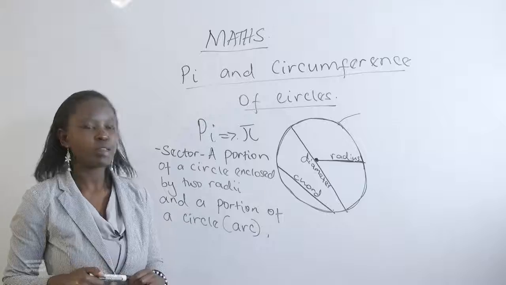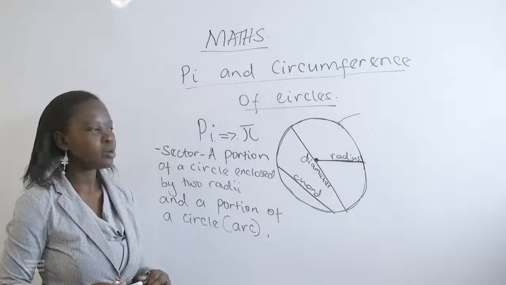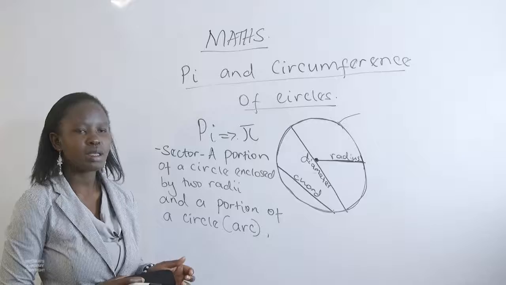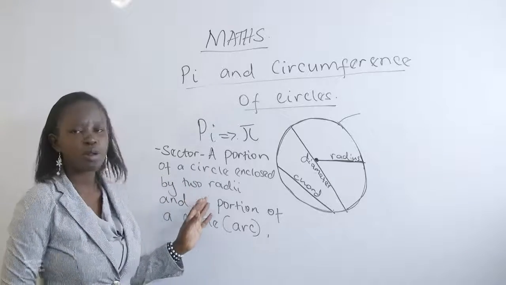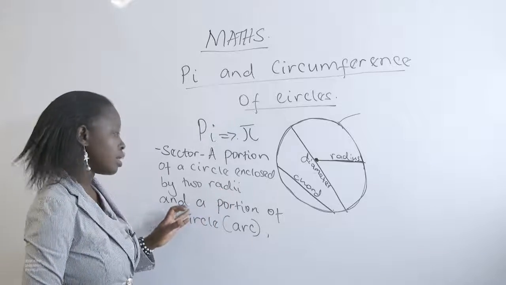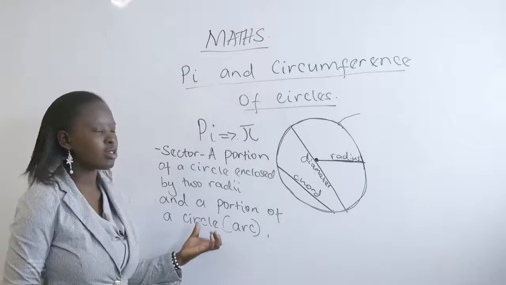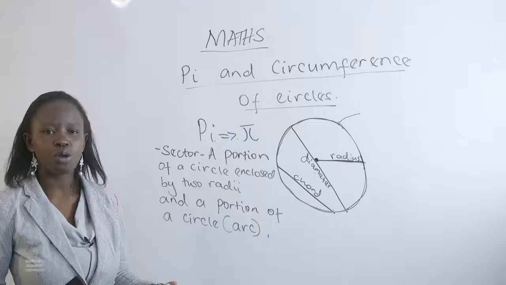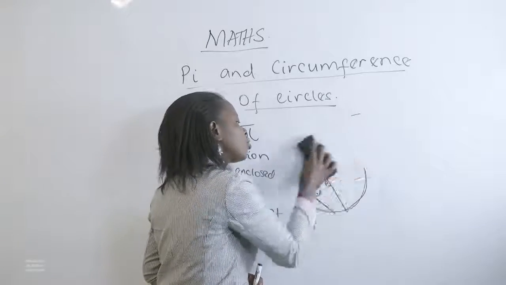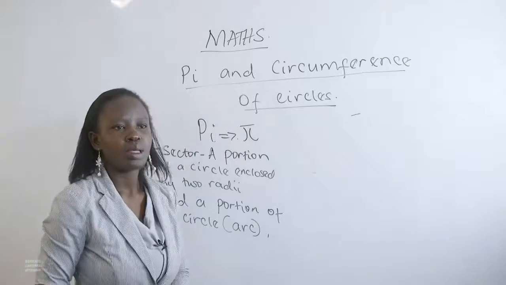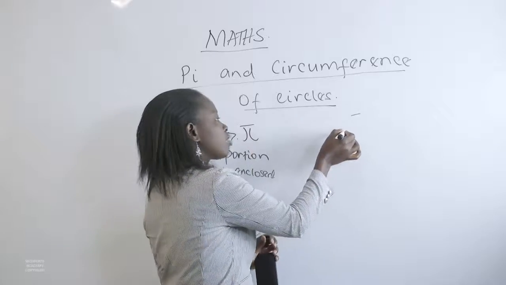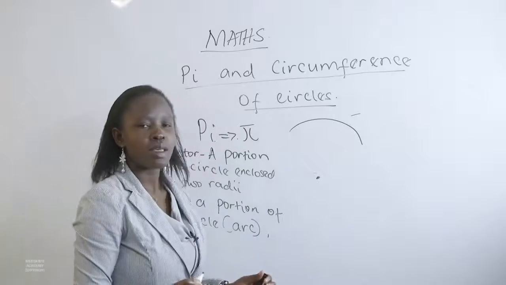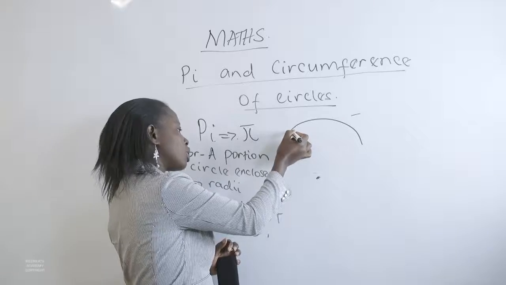So another term that is used when you are talking about a circle, we are talking about a sector, and sector we are defining it as a portion of a circle enclosed by two radii and a portion of a circle, and this portion of a circle we are referring to as an arc. So we are having a portion of a circle. What do we mean? So this is what we mean, that I have, this is a portion of a circle, then that portion of a circle is enclosed by two radii.